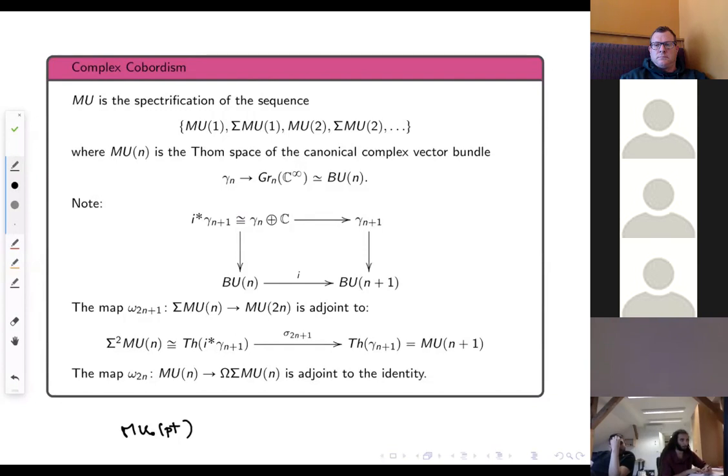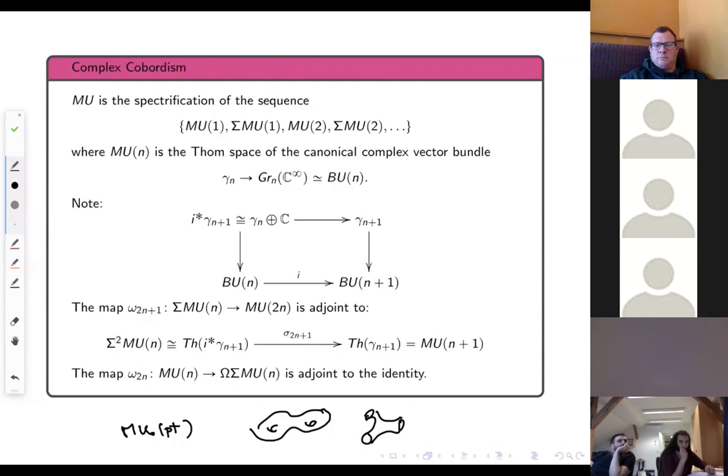That's the usual pair of pants story. People usually use that story to describe the homology theory of MU. But I'll go straight at MU from the spectrum perspective.